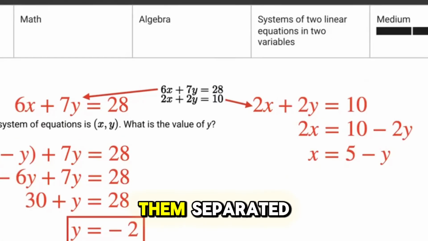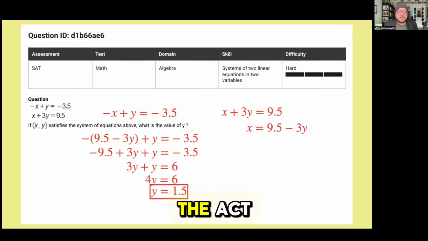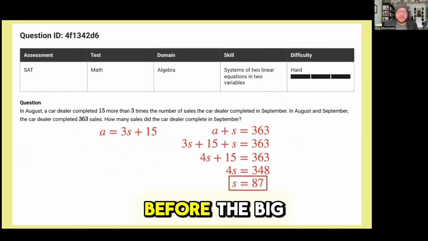You gotta keep them separated. Systems of equations are all over the SAT and the ACT. They have been for a long time, so make sure you practice those before the big day.